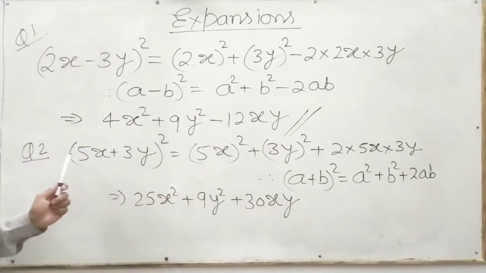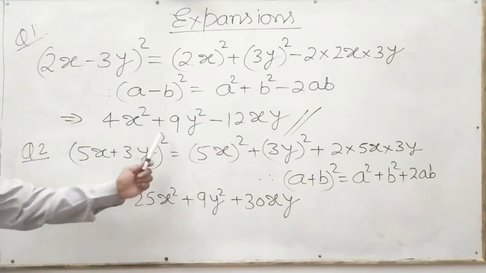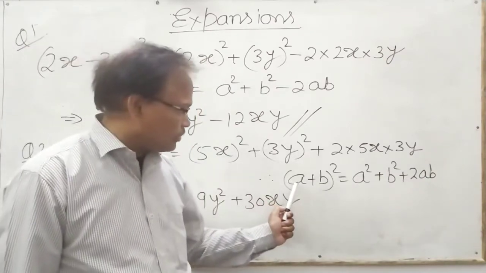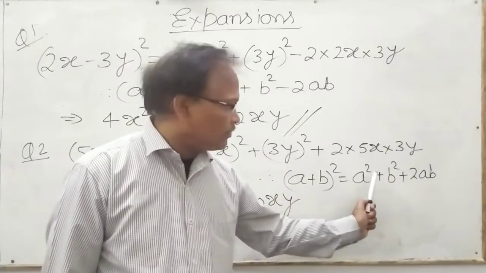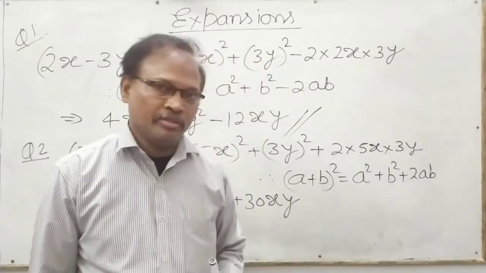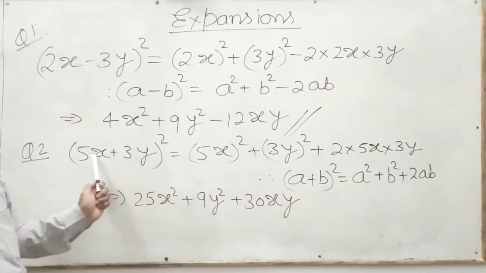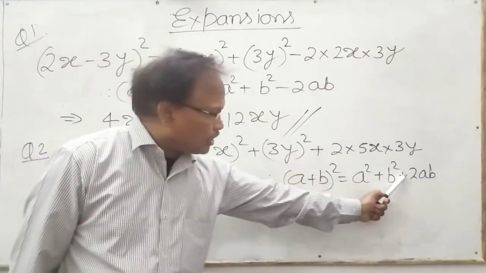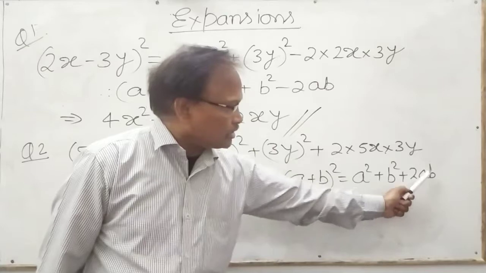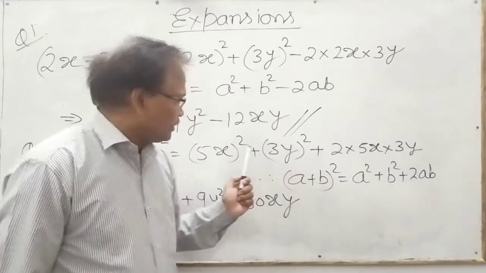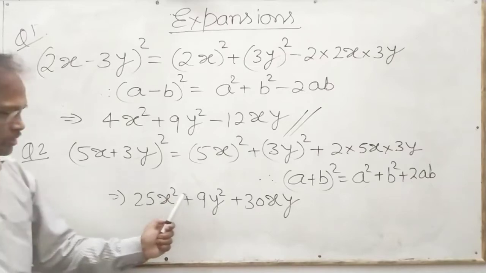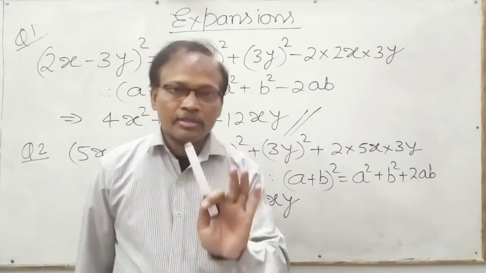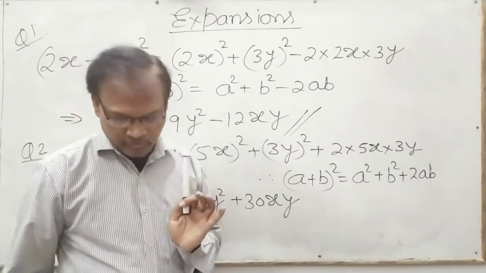Thereafter I have taken one more example, that is 5x plus 3y whole square. So now which formula will this be? In that case it will be a plus b whole square is equal to a square plus b square plus 2ab. In place of a, write 5x whole square. In place of b, write 3y whole square, plus sign. 2a means 5x, b means 3y. Okay, then 5x whole square is 25x square, 9y square, and 5 2s are 10, 3s are 30xy. This is the simple way that you can do it.